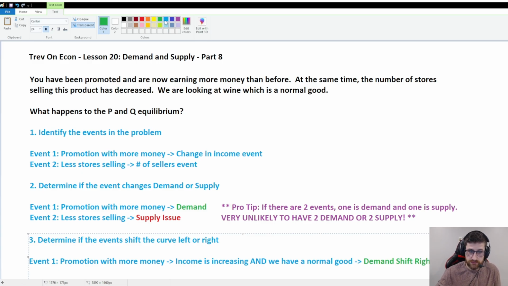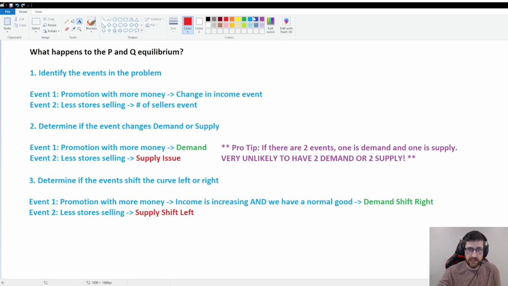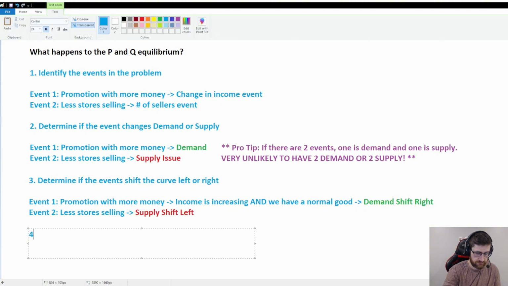For event 2, right, less stores selling. Well, if less stores are selling, that just means there's less supply. And how do we show less supply? Supply shift left, right? And then finally, step 4 is just draw it, right? Draw out that picture.